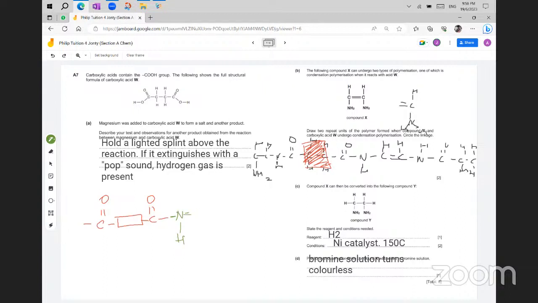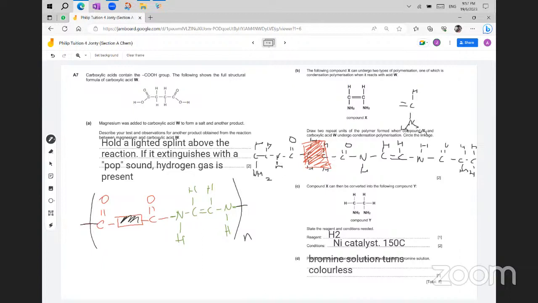No, this one is clear. You don't draw the box. This one is fine, right? C, H, N, right? That one is fine. So this will be your one unit. You just repeat one more time, right? Understand? But the box is a box, and there's nothing wrong with that at all. It's just a box. What matters is at the end, so you do it that way.